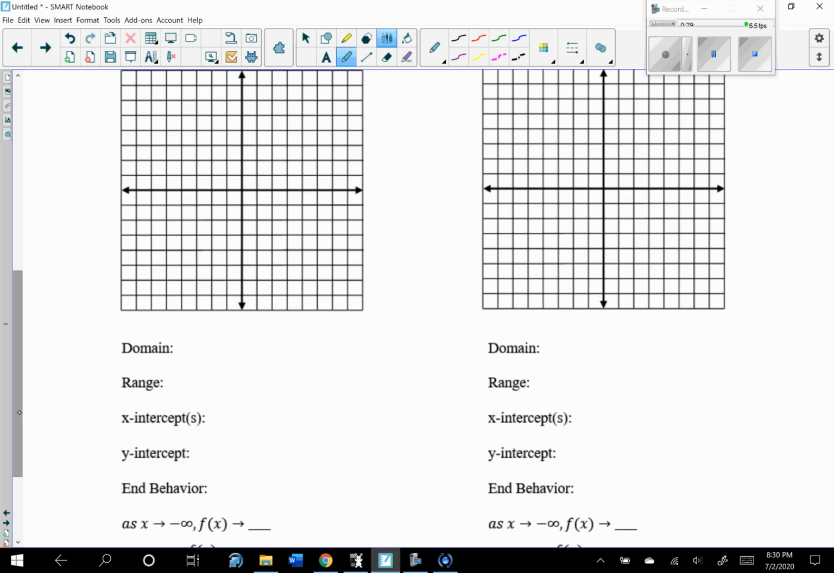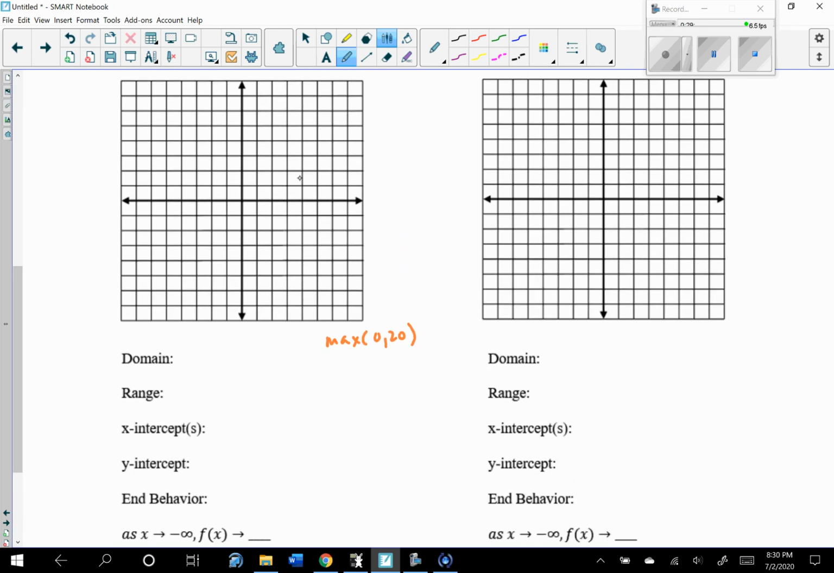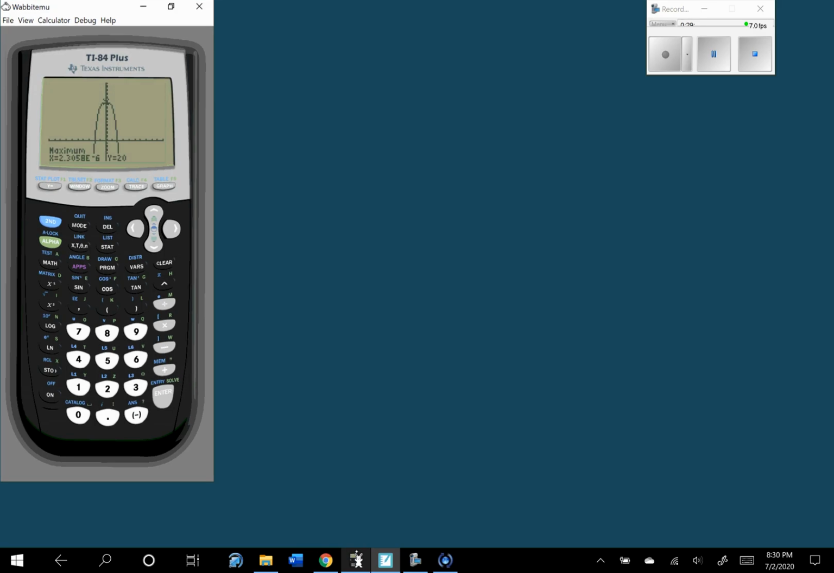So that means we have a maximum of (0, 20). So go ahead and take a minute to graph the graph on here. Well, if we want to graph the graph on here, then we also probably want to know what the x-intercepts are. So remember, to find the x-intercepts, you can do second trace and use your zero function.